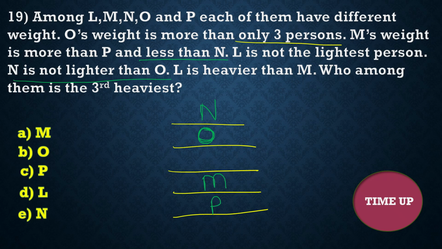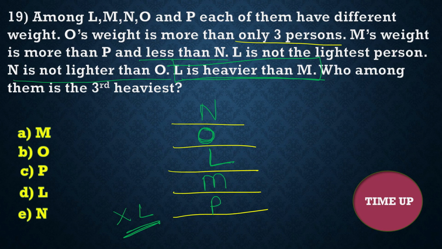Why? Because they have said L is not the lightest. Okay? Then they have said L is heavier than M. L will be placed here. That's it. L can't be placed here because they have said L is not the lightest. So this sentence makes it clear. L is heavier than M. So L will be placed here above M.